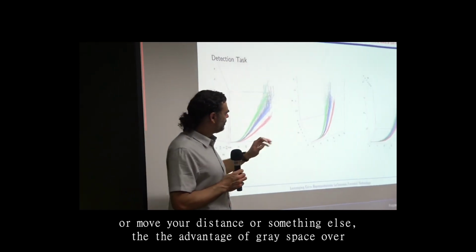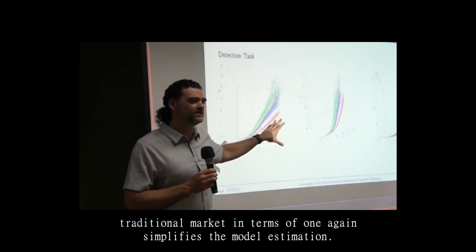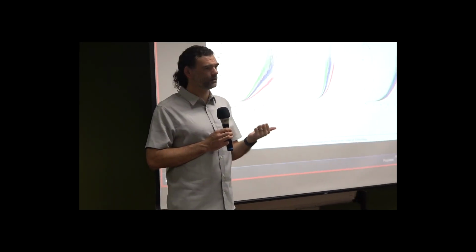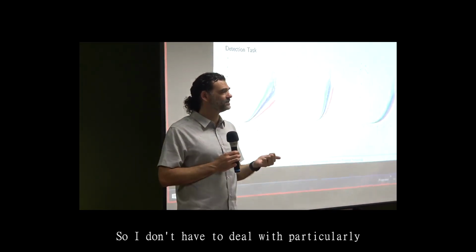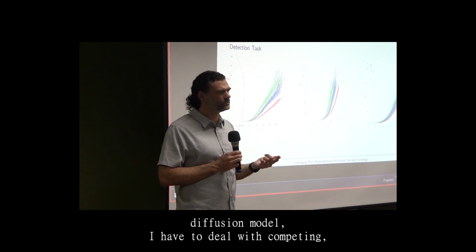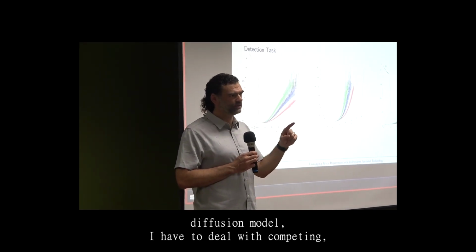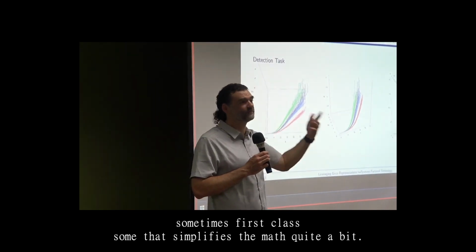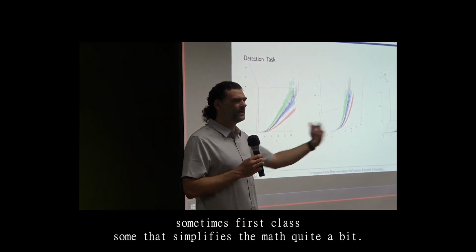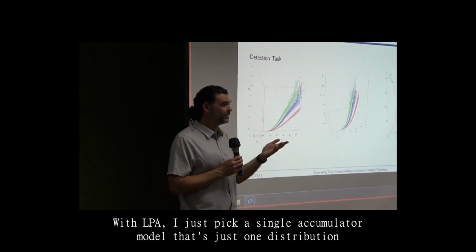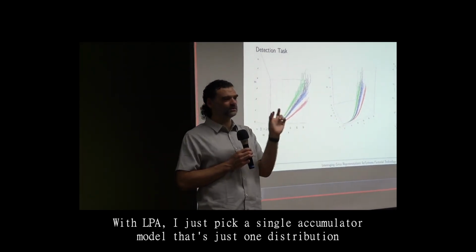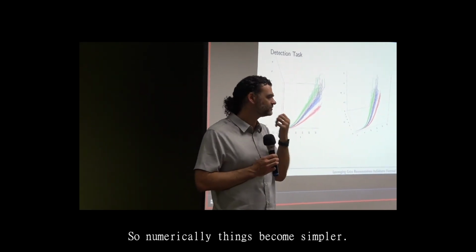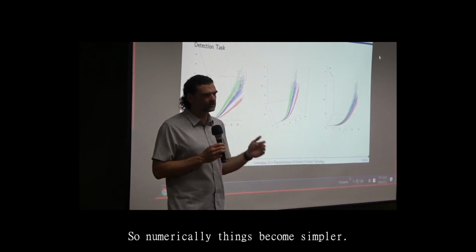The advantage of gray space over traditional likelihood space is, one, it simplifies the model estimation. Particularly with the drift diffusion model, if I don't have to deal with competing boundaries, whether I hit this threshold first or that one, it's not first exit time, it's first passage time. That simplifies the math quite a bit. With LBA, I just pick a single accumulator model. That's just one distribution I'm dealing with, not the distribution for every choice. So numerically, things become simpler.